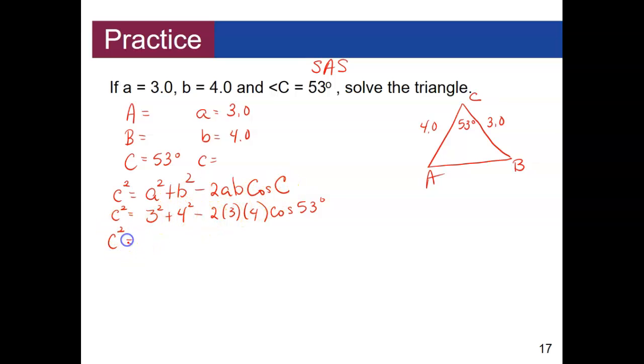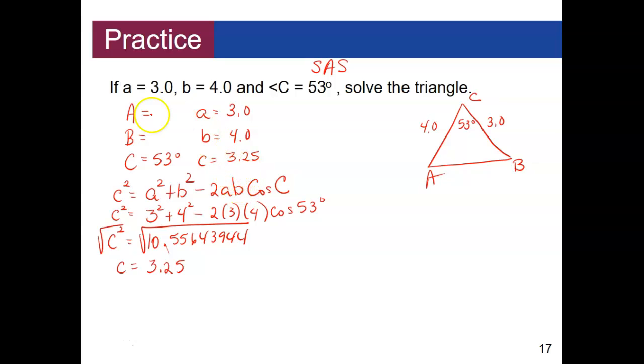So C squared, I'm just going to literally type all of this in my calculator, and I'm going to get 10.55643944. Again, always carry it to quite a few decimal places, 5 or 6 at a minimum. Okay, we'll take the square root of both sides, and when we do, we're going to get C is 3.25 for our answer there. So that's side C.